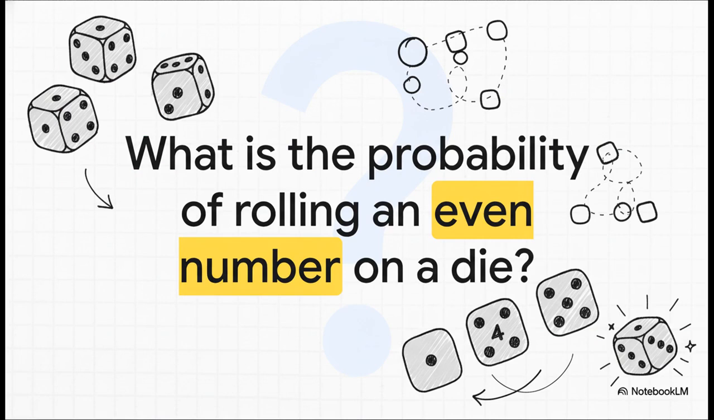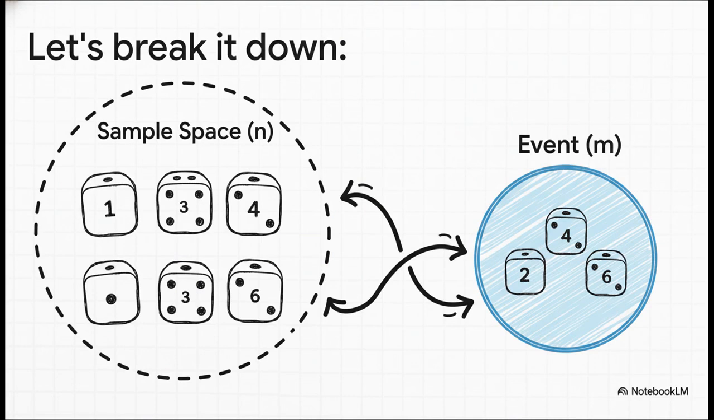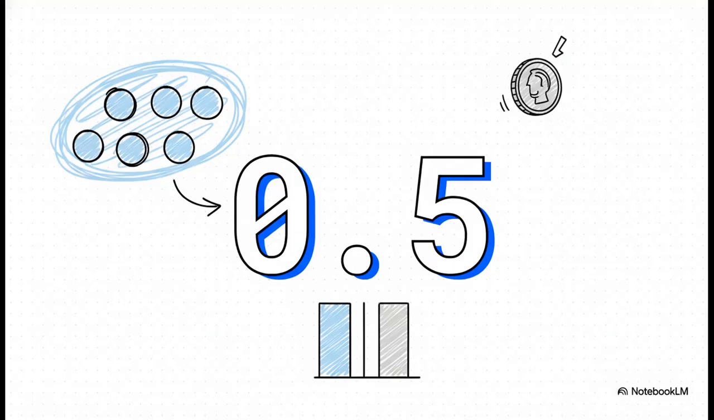You've probably done this one before. So first things first, we need our n. In this case, it's the 6 sides of the die. Easy. Then we need our m, which is the number of sides that are even. That would be 2, 4, and 6. So that's 3 outcomes. So you take your 3, you divide it by 6, and boom, you get 0.5, or a 50% chance. See? It's really that straightforward.